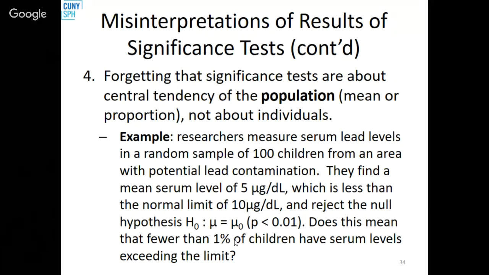No, it doesn't. All it means is that if the mean serum level of this population is 10 micrograms per deciliter, there's a less than 1% chance of us observing a mean of less than 5 or greater than 15. That's all that means. So it's unlikely that the true mean serum level is equal to 10 micrograms per deciliter. Probably less.